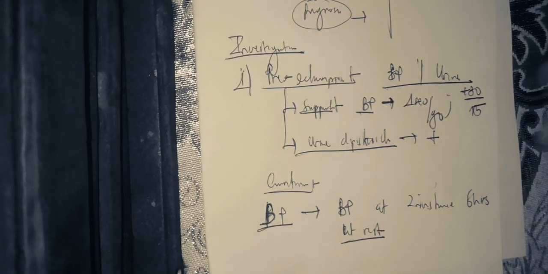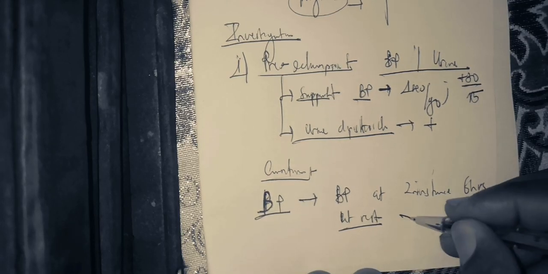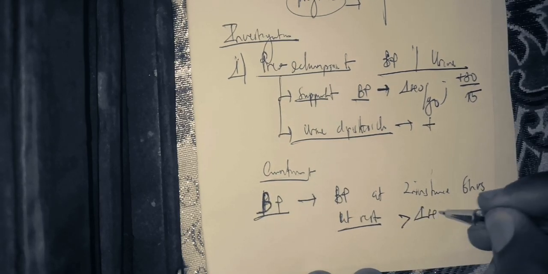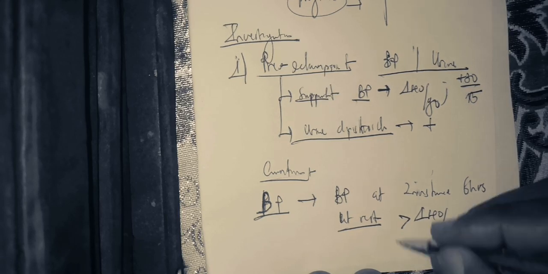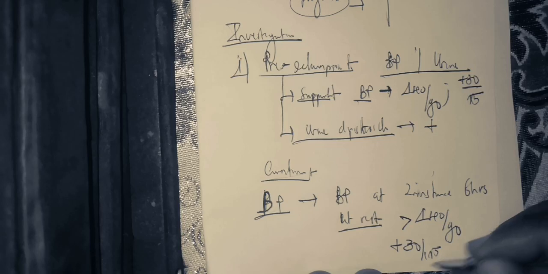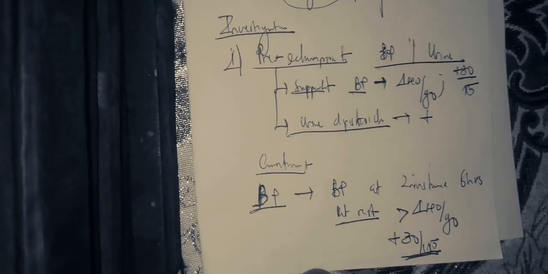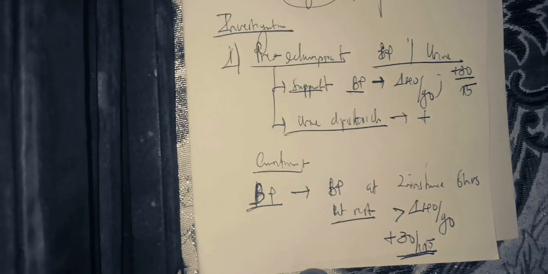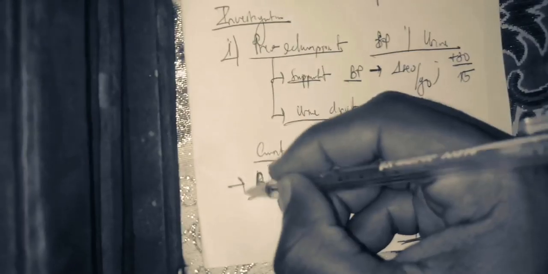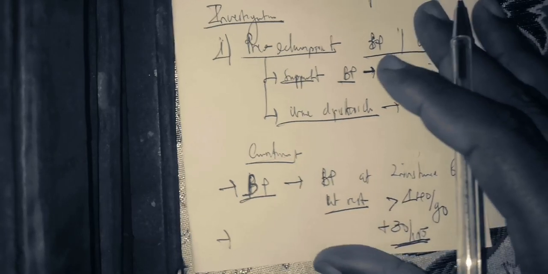If you measure the blood pressure at 2 instances, at least 6 hours apart, and you realize that the blood pressure is still greater than 140/90, or it has still increased by 30/15 millimeters of mercury, it means that the patient is actually hypertensive, and this is the conclusion of a hypertensive disease in pregnancy. Is it clear?